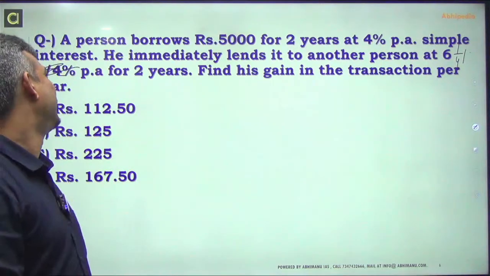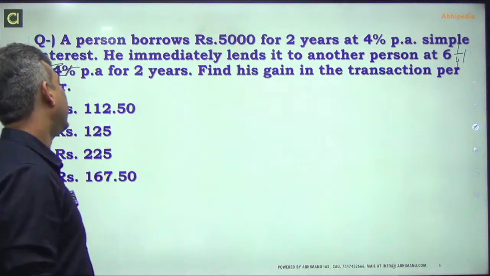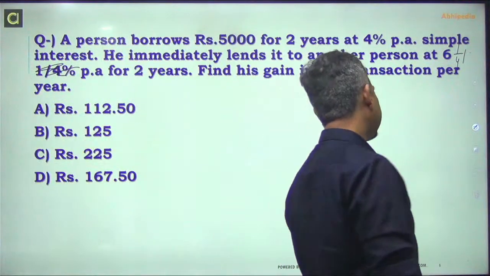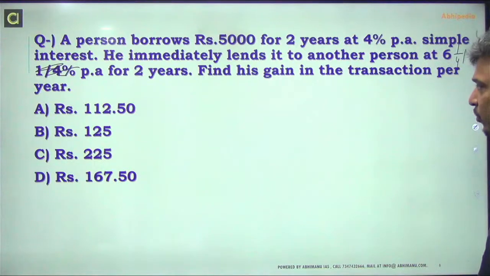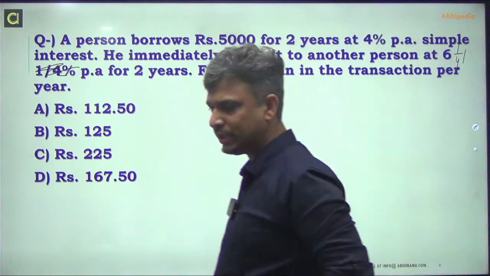Okay. So a person borrowed 5,000 for 2 years at 4% simple interest. Immediately lends it to another person at 1 by 4% per annum for 2 years. Find his gain in the transaction per year. The question is saying per year.